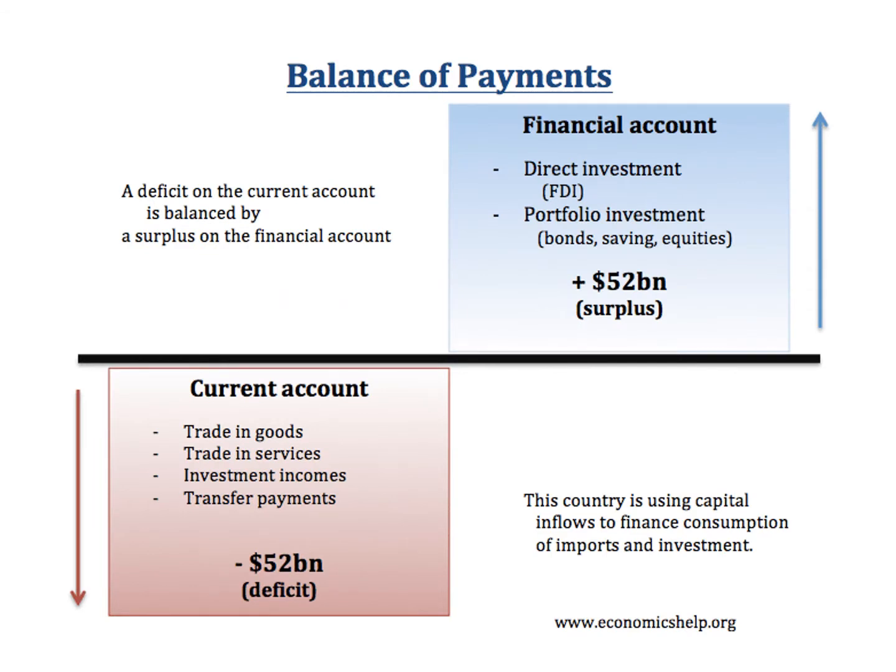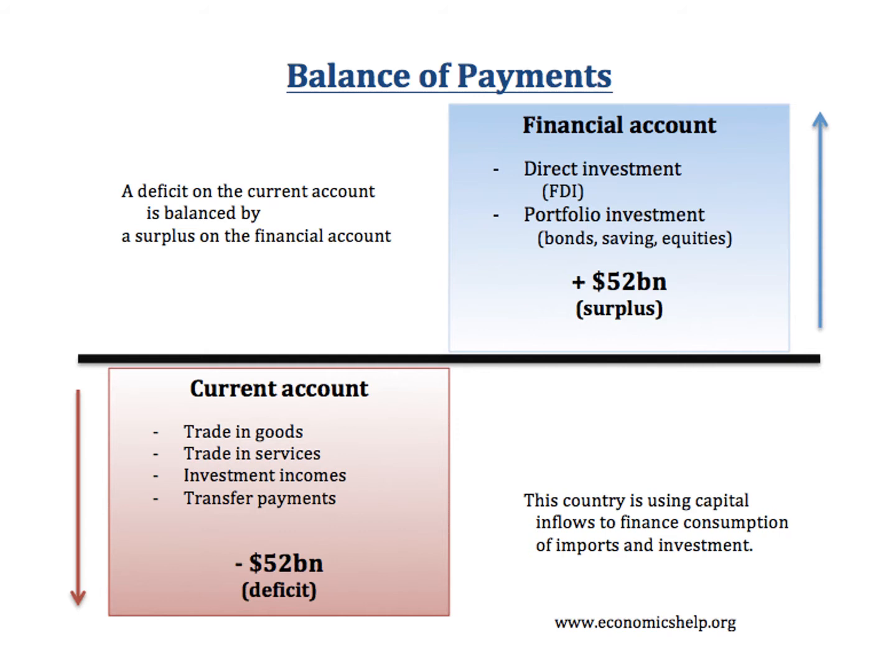The previous slide demonstrated the important economic concept of balance of payments. Any activity in the current account must be offset by equal activity in the capital account. In this example, the current account incurs a $52 billion deficit, which is offset over the same period of time by a $52 billion surplus in the capital account. Notice the capital account is labeled the financial account on this slide. These terms are often used interchangeably.